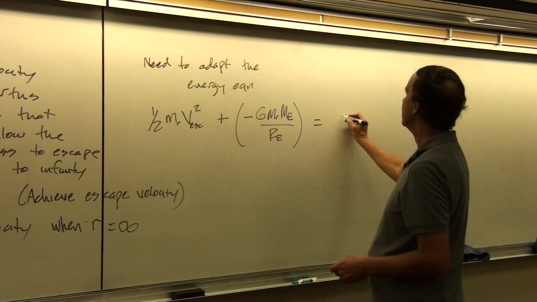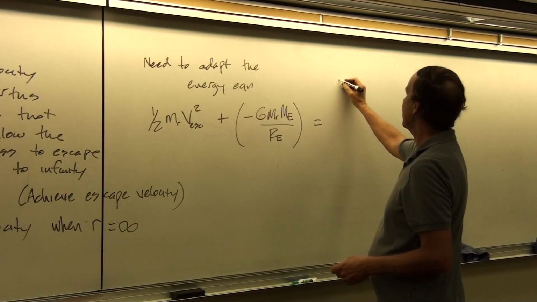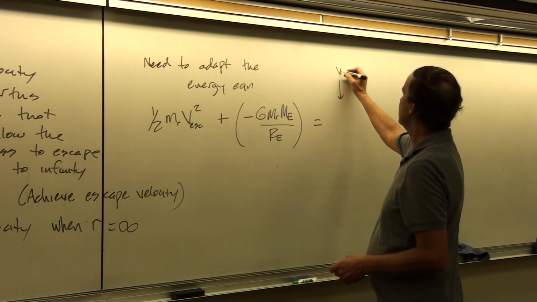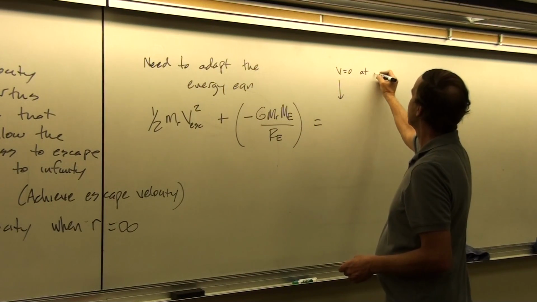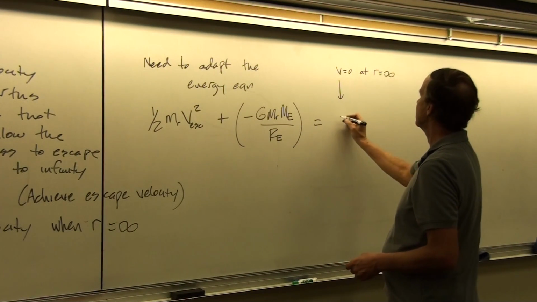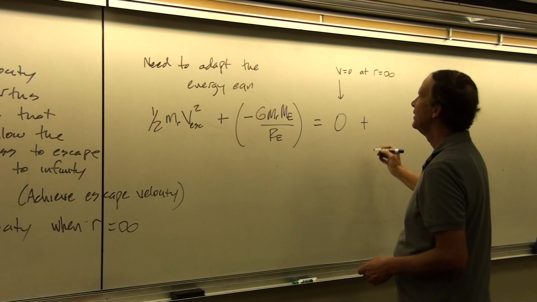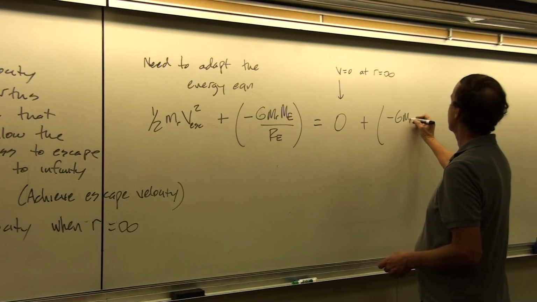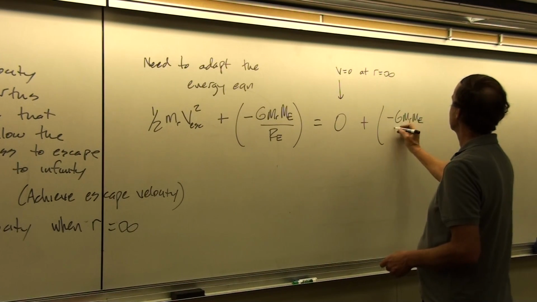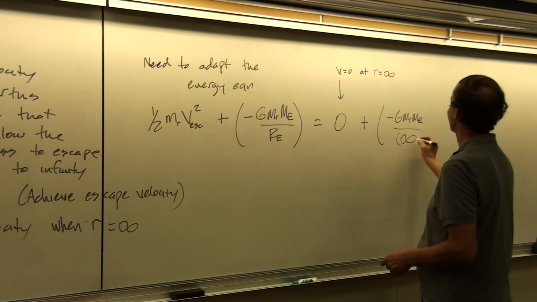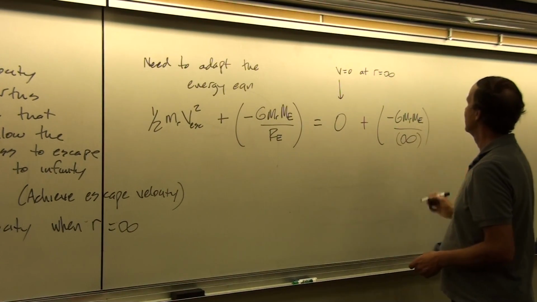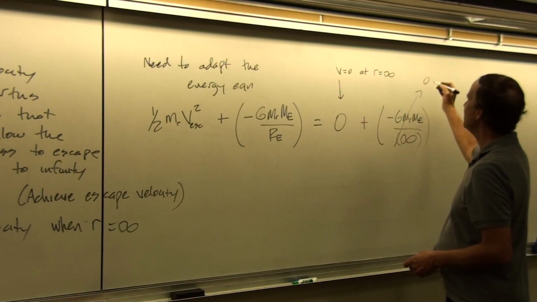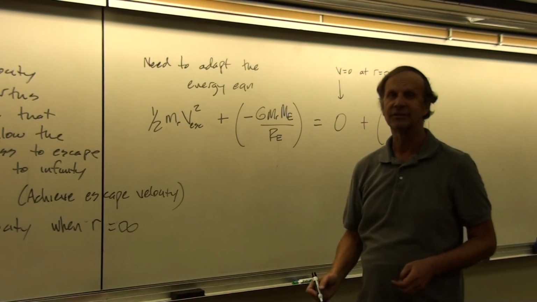Equals the final kinetic energy. Well, this is at infinity. V equals 0 at r equals infinity. So the kinetic energy term is 0, plus the potential energy term, which is minus G times the mass of the rocket times the mass of the Earth, divided by infinity. G m1 m2 over r. You divide by infinity, that also gives you 0.